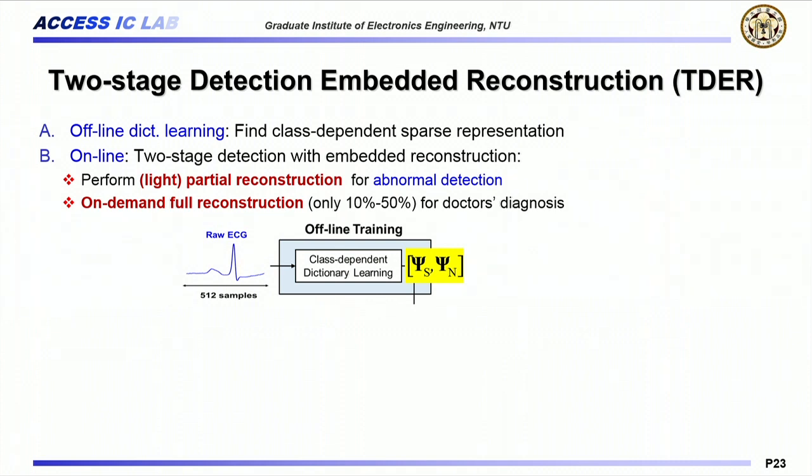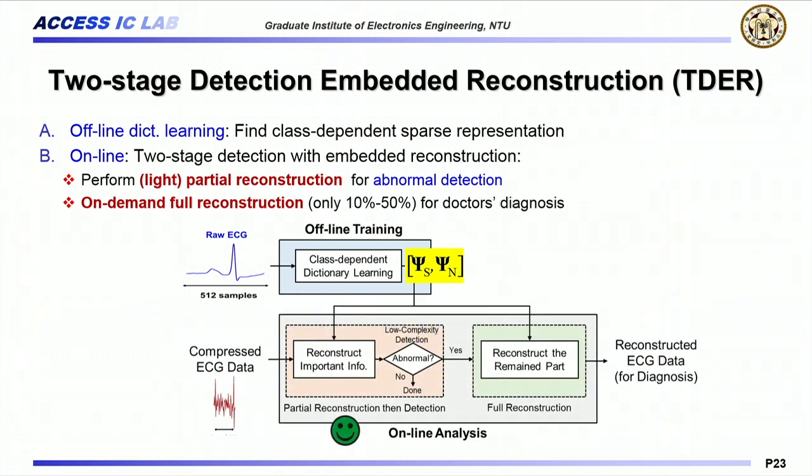And with this newly developed dictionary, it's very easy to do so-called detection. We will do the partial reconstruction. We can check if the signal is abnormal or not. Then if we find out the signal is abnormal, we will do the on-demand reconstruction for the doctor's full diagnosis. So it consists of two stages. First is fast detection. The other is full reconstruction. And usually the abnormal case only happens with a probability of 10 to 50%. So that can save our total cost in the whole system.